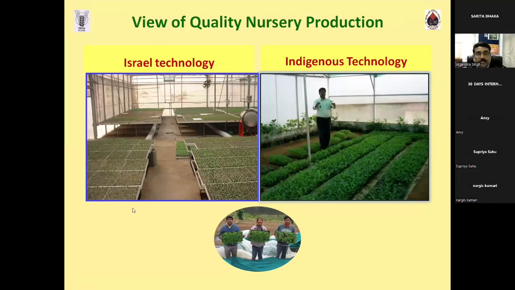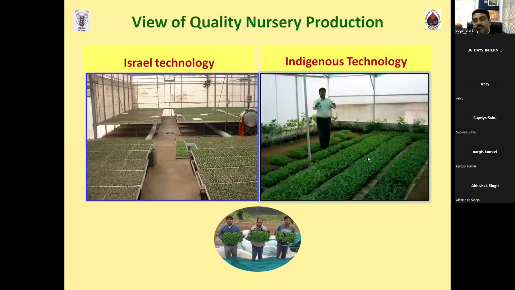So you can see here, these are the indigenous methods, the local methods. We can use indigenous media as the surface, and we can use Israeli technology. Both are equivalent, but with indigenous media there is a big problem of fungus attack, which you can carefully treat with Trichoderma or Bavistin. This is free from disease. So this is the development of nursery technology.